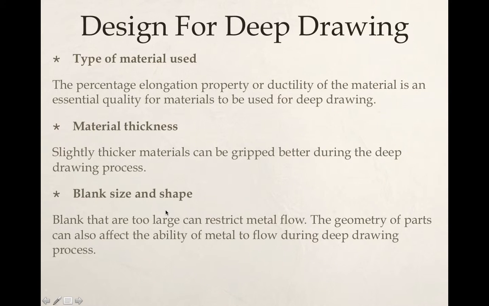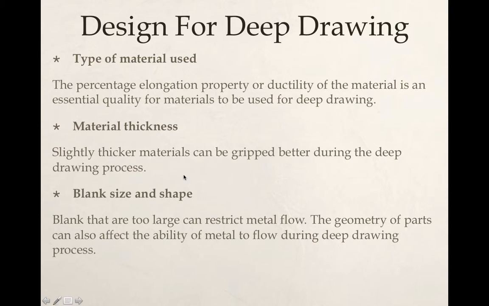So basically, coming to the important part which we want to know is the design for deep drawing. This is the rules based DFM analysis for the deep drawing process. DFM analysis refers to design of parts for ease in manufacturability, and these rules can be incorporated at the design stage to improve the efficiency of the process. The first rule we give here is the type of material used. The percentage of elongation property or ductility of the material is an essential quality for materials to be used for deep drawing. The second is the material thickness.